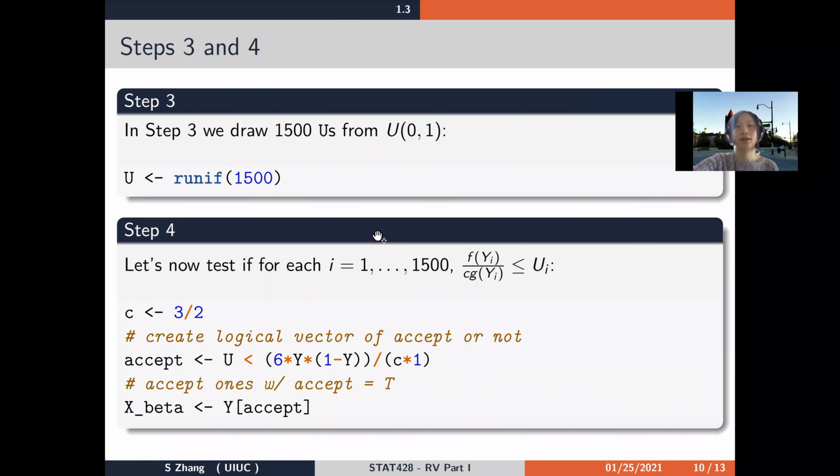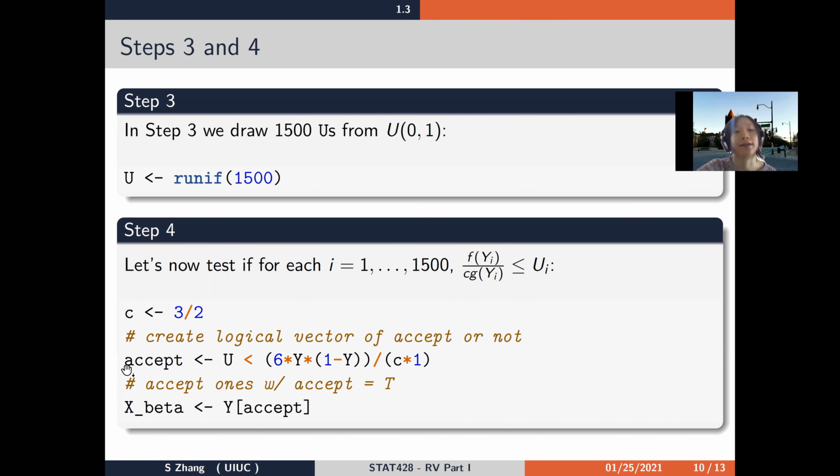Okay, so first we supply in the R code the C value, and we know that it's equal to 2/3. Now we're going to create a logical vector of accept or reject. In other words, this vector is going to have length 1500, and it's going to be equal to true whenever the inequality test is passed and we decide to accept the sample, and is equal to false otherwise.